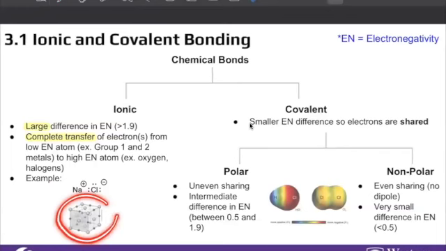And then I also included this picture here because it's good for visualization purposes, just to understand that compounds that have ionic bonds form this type of lattice structure, and so it's a very rigid and strong structure.